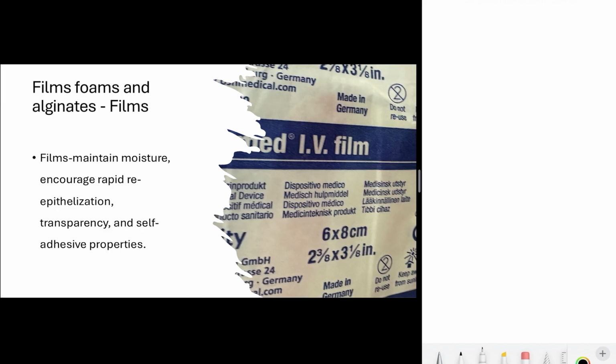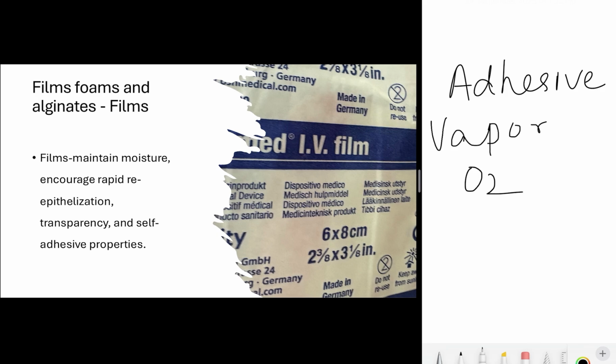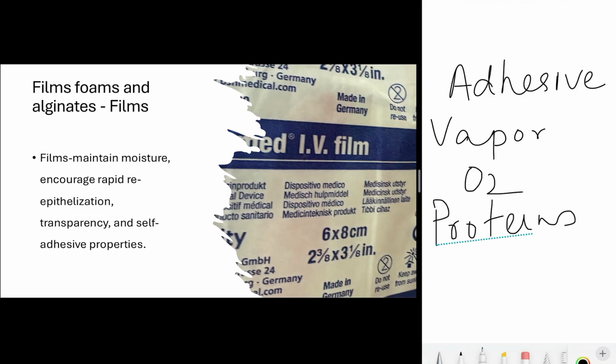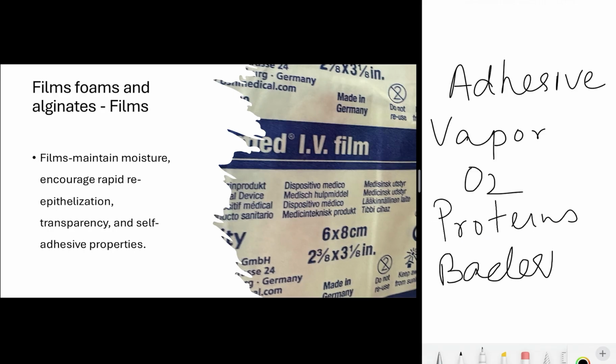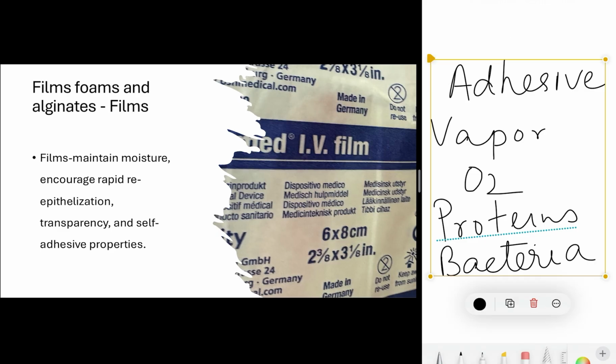First one is film. Films are polymer films. They are transparent sheets of synthetic dressing. They are self-adhesive and they are permeable to water vapor and oxygen, and impermeable to large molecules like proteins and bacteria. So they trap wound fluid enzymes. Wound fluid enzymes are beneficial for wound healing. So these film dressings trap wound fluid enzymes within the dressing and prevent bacterial invasion.